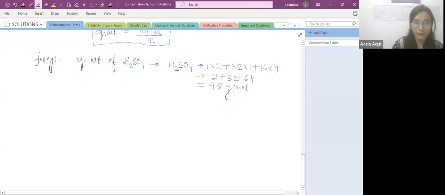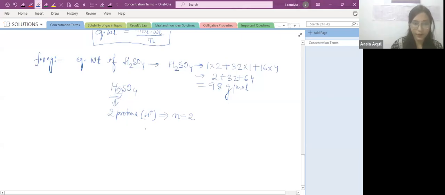See, equivalent weight. What is the formula for equivalent weight? Equivalent weight equals molecular weight upon n factor. Now, how can you calculate the n factor of this? See here, H2SO4. You just have to see how many protons this H2SO4 can give. There are 2 hydrogen, so it can donate 2 protons, that is 2H plus ion, in reaction. So what will be the n factor of this? This is your 2. Got it? Okay, ma'am.